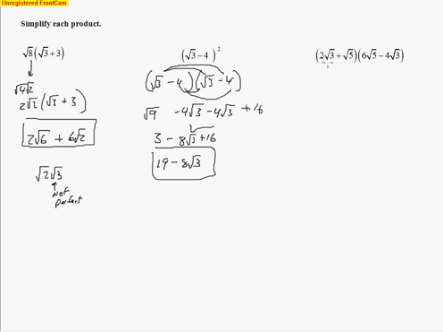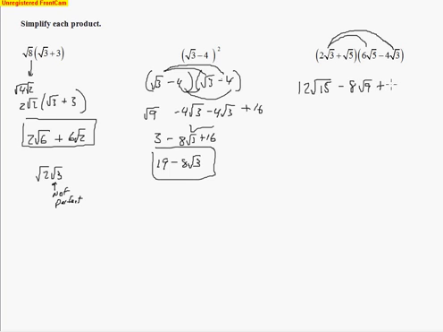Looking at this last one, same sort of thing on this one, just using the FOIL method. First terms make 12 square roots of 15. So 2 times 6 makes 12, 3 times 5 makes 15. Outside terms make negative 8 square roots of 9. So that's a perfect square there. So I'll deal with that in just a minute.